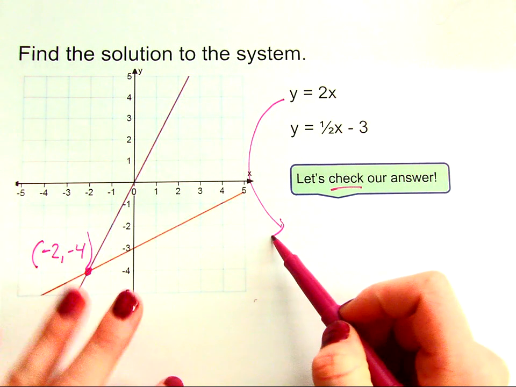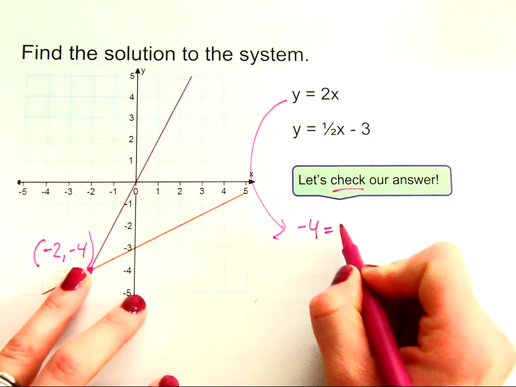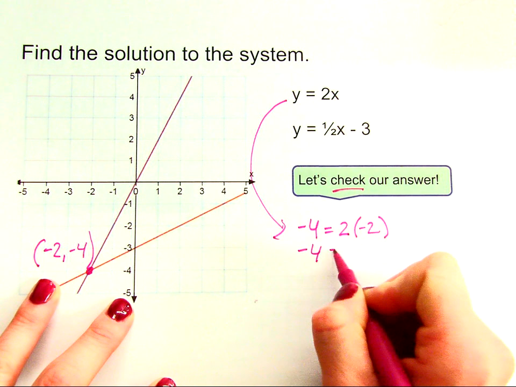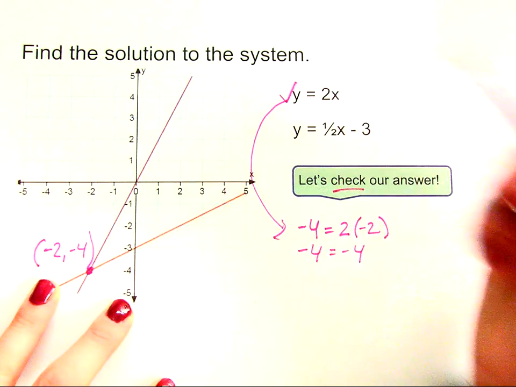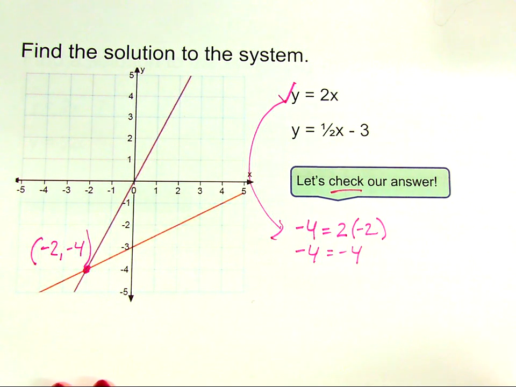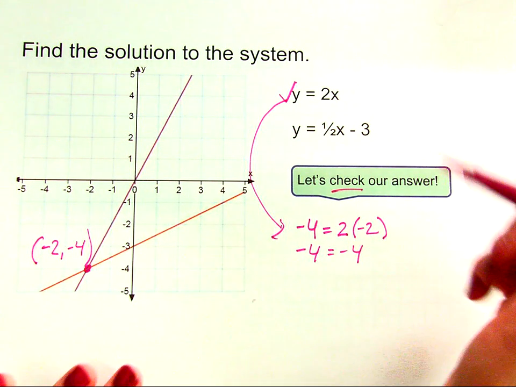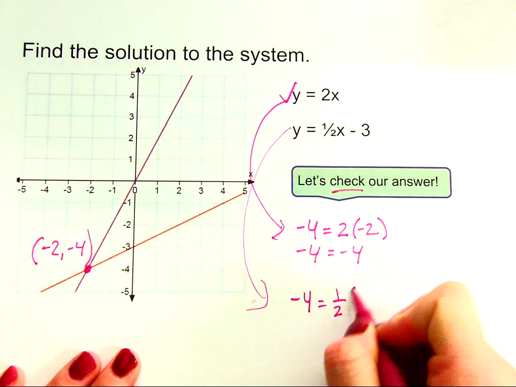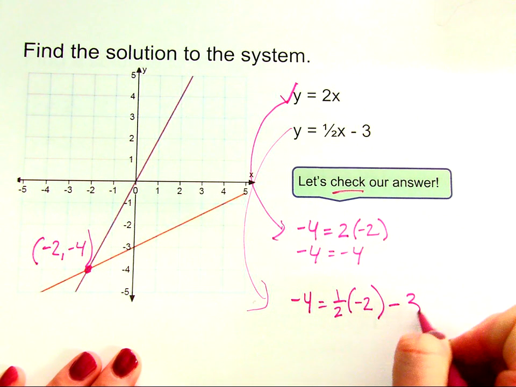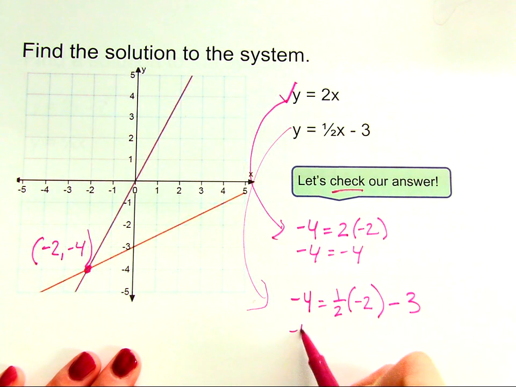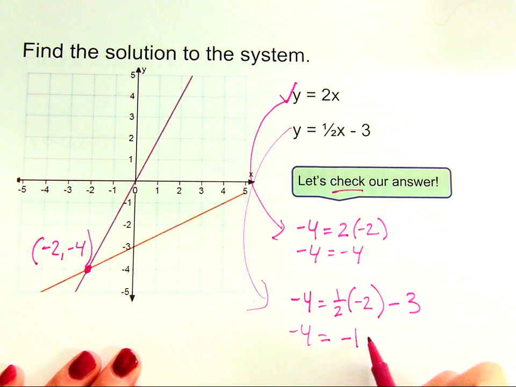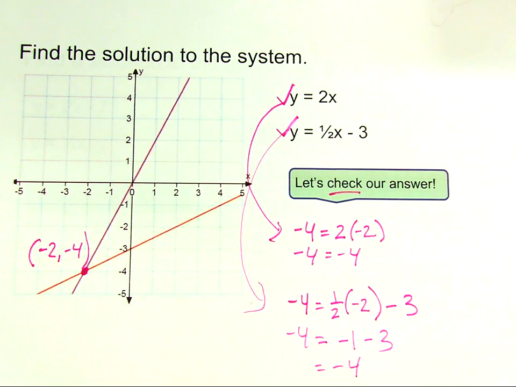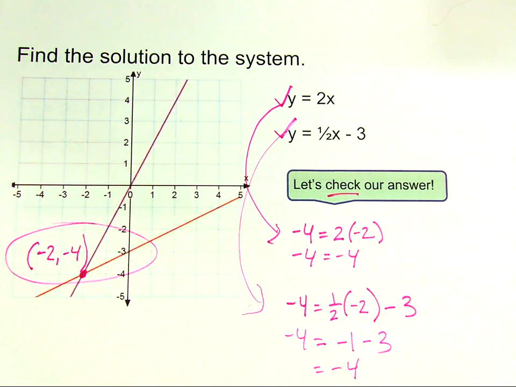So this first one, my y value is -4, my x value is -2. Does this make a true statement? Yes. So it works in my first equation. For it to be the correct answer, it has to work in both. So I'm going to check the second one now. Y is -4, x is -2. So -4 is equal to -1 subtract 3, which is -4. Okay, so this is our solution, (-2, -4).